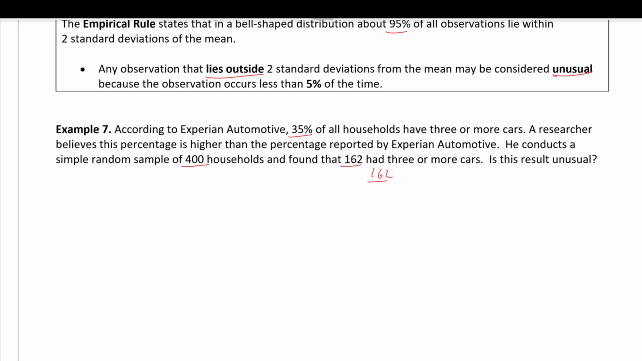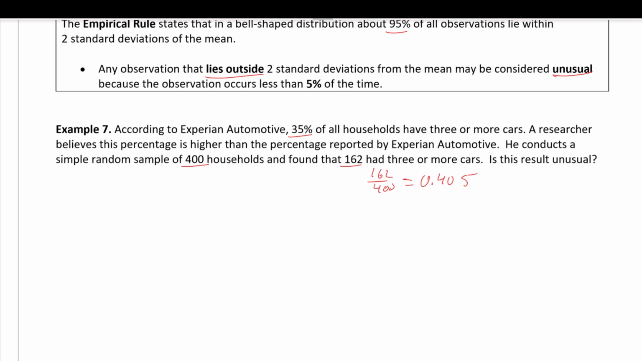Well, 162 out of 400. Let me just get an approximation here. 162 out of 400. Actually, this is not an approximation. This is exact. About 40%. 40.5%, which is higher than 35%. But how can you tell if this was kind of a fluke, right? You can't tell if that 162 is significantly higher than what it should be, okay?